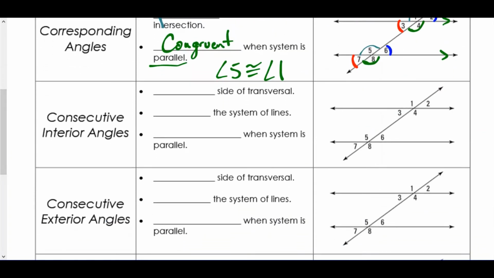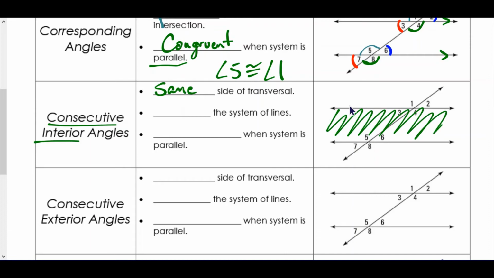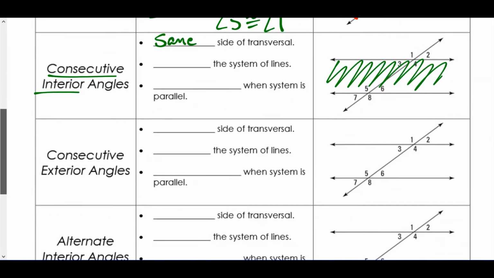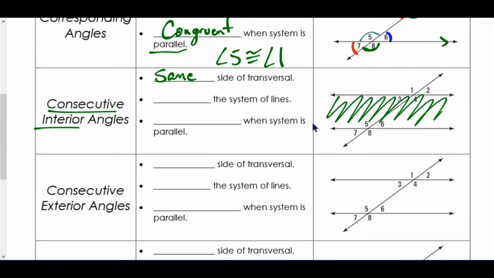Consecutive interior angles. So there's two big words there. Consecutive means that they are on the same side of the transversal. So, for example, anything on this side, all of these odd numbered angles here, those are consecutive angles. Interior means that they are within the system that I'm referring to in that first definition of transversal, within the system of lines. So they're inside, in this case, these two parallel lines.